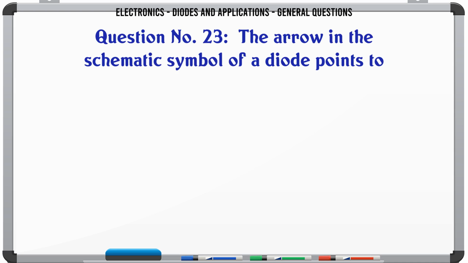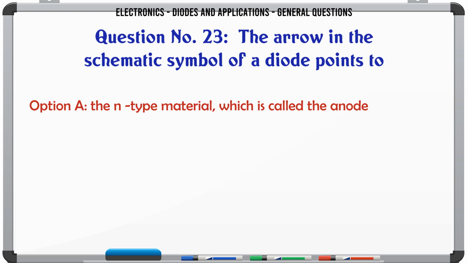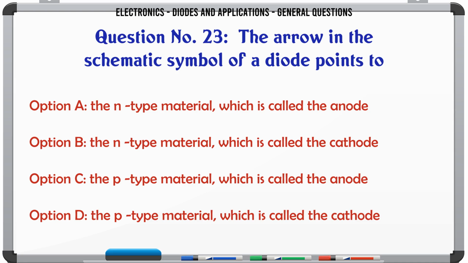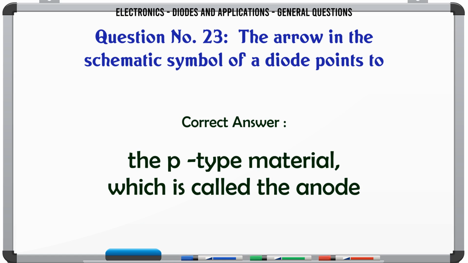The arrow in the schematic symbol of a diode points to: A. The n-type material which is called the anode, B. The n-type material which is called the cathode, C. The p-type material which is called the anode, D. The p-type material which is called the cathode. The correct answer is the p-type material which is called the anode.